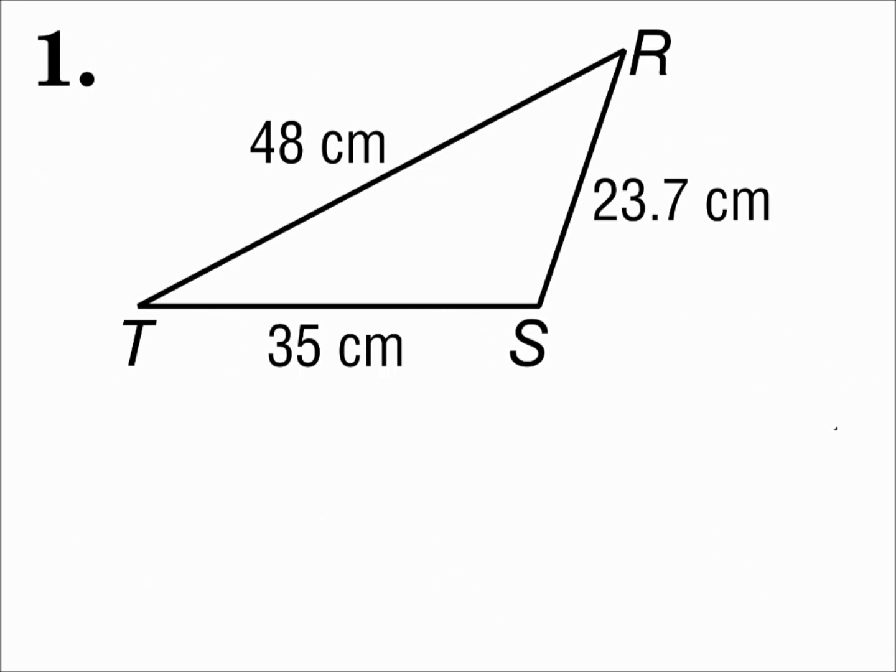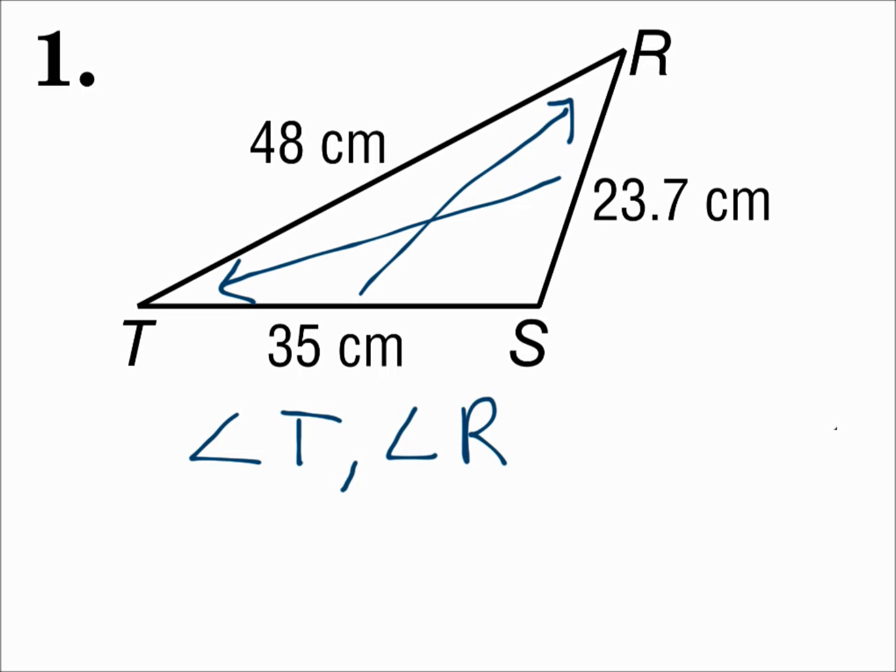For question 1, we're given the side lengths, so let's list the angle measures. From smallest to largest, the smallest side is segment RS. It's across from the smallest angle, angle T. The middle side is segment TS. It's across from angle R. The largest side is segment TR, and it's across from the largest angle, angle S. So smallest to largest, angle T, angle R, and angle S.